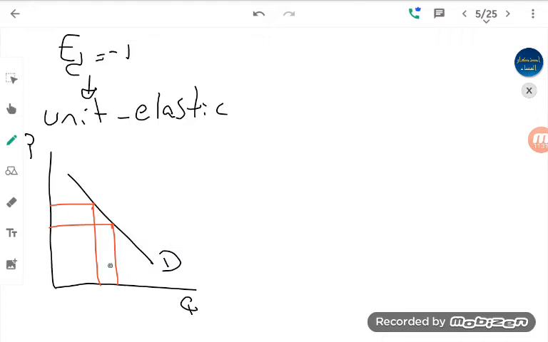They are equivalent to each other. This value is equivalent to this value. Okay, so this is unit elastic.